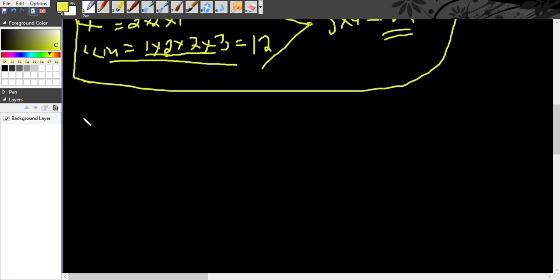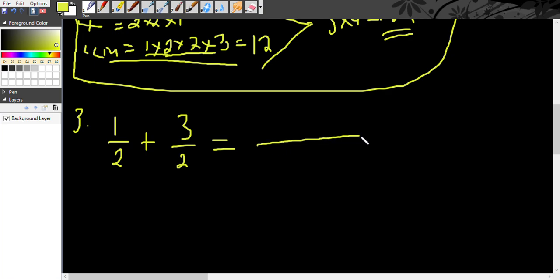Let's do example 3. Something a bit different this time. Let's say it will be 1 over 2 plus 3 over 2. In this case, the denominators are the same, but the numerators are different. Same story, draw a line there.